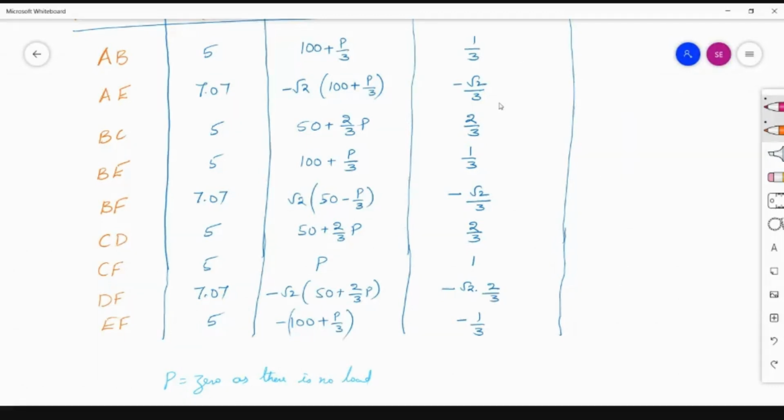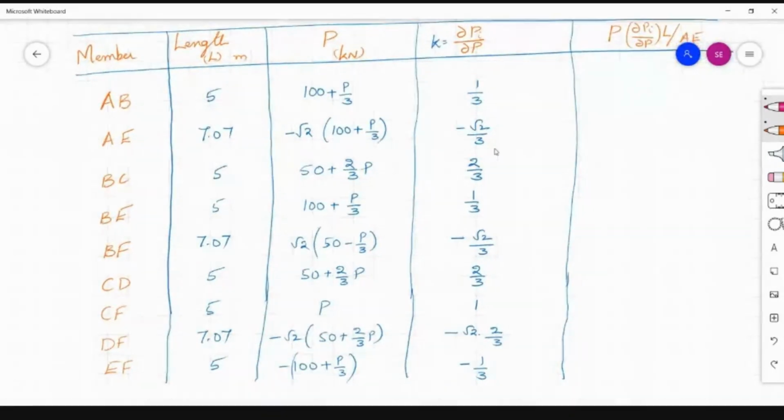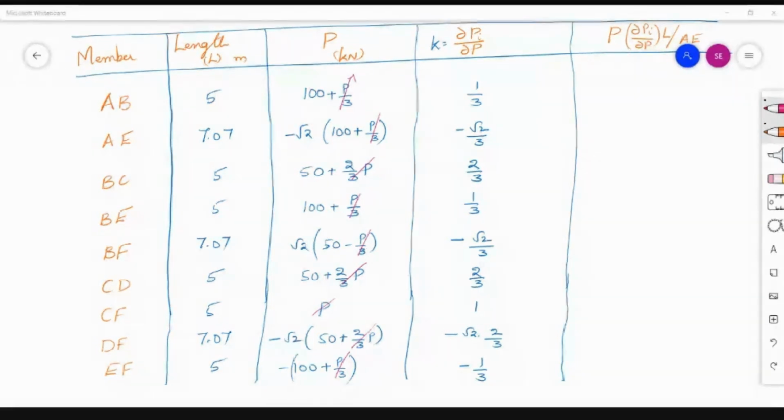So when you are making them 0, this term will not be there. This term is not there. This term is not there. This term is not there. And this is also made to 0, because the fictitious load applied at C is 0 only. Now 100 is the value of P, and this dou P i by dou P is nothing but 1 by 3.